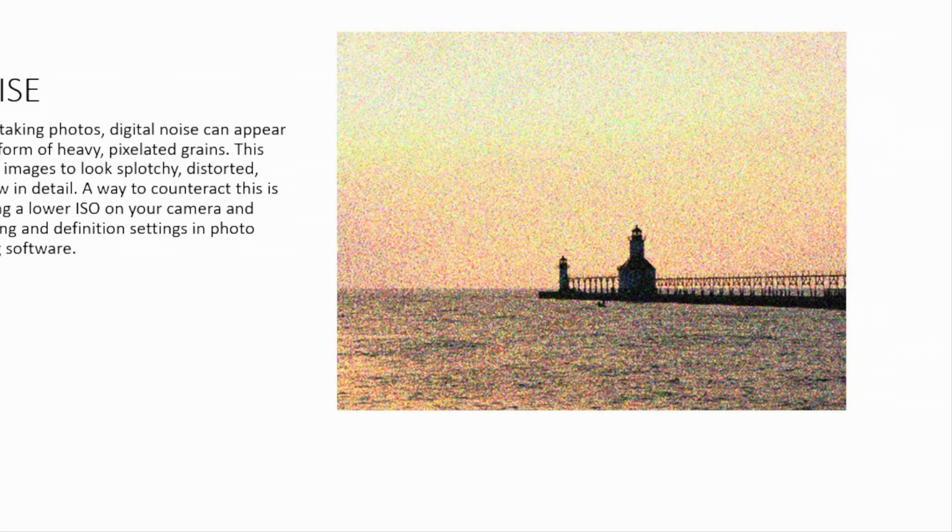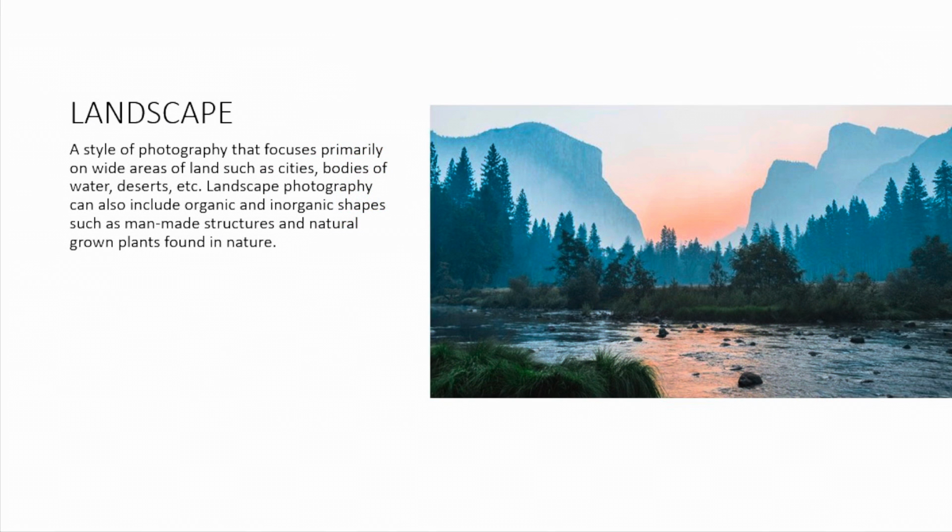In photography, it's important to know some of the definitions and terms we use. The first one includes noise. When taking photos, digital noise can appear in the form of heavy, pixelated grains. This causes our images to look splotchy and distorted. The best way to counteract this is by using a lower ISO on your camera, and by also using dehazing and definition settings in photo editing software.